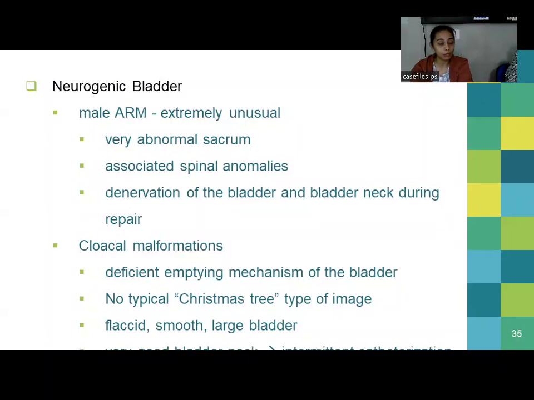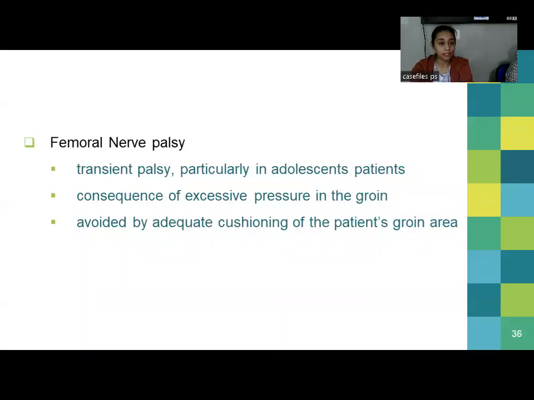In cloacal malformations, it is seen when there is a deficient emptying mechanism of the bladder. The typical Christmas tree appearance is not seen, and the child has a flaccid, smooth, large bladder. Intermittent catheterization is usually helpful in these patients. Femoral nerve palsy is a transient palsy usually seen in adolescent patients when operated.